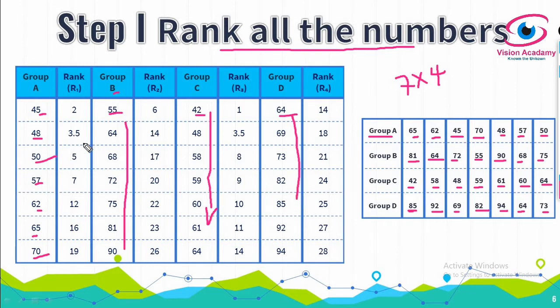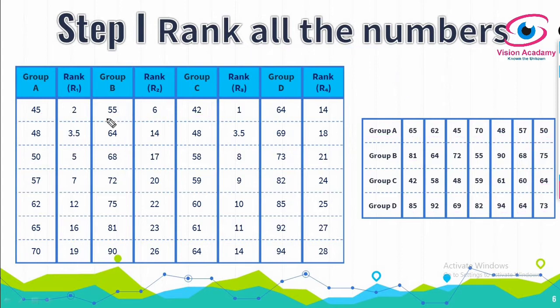After that I have to give a combined rank. Firstly I will look for the lowest value. In group A, 45 is the lowest value. In group B, 55 is the lowest value. In group C, 42 is the lowest value. In group D, 64 is the lowest value. So among all groups, 42 is the lowest. That is, rank 1 is given to 42.